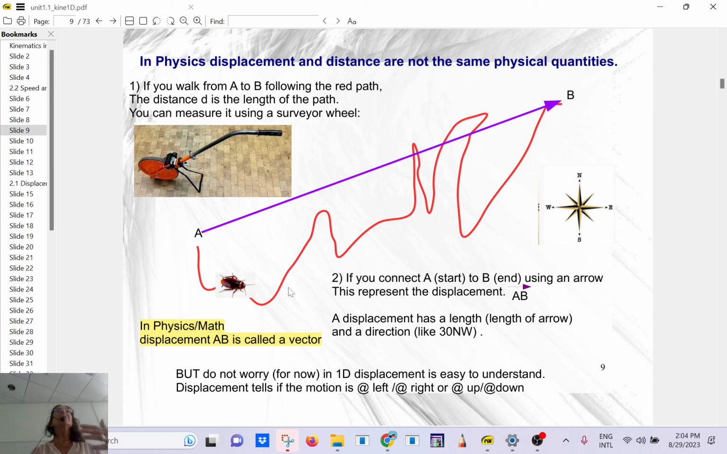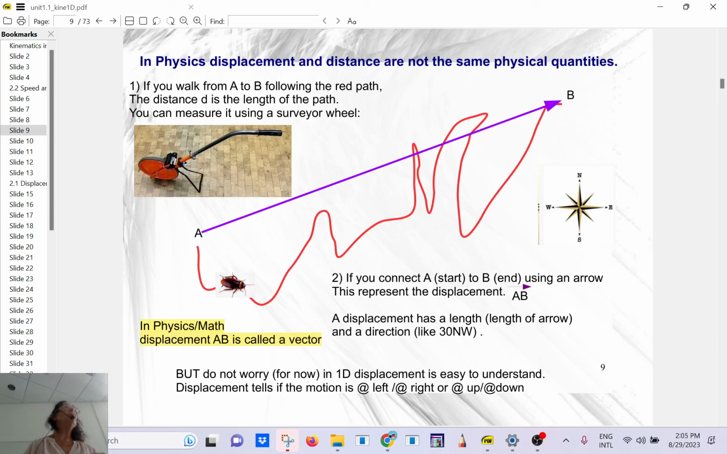Physics is like in the real world. The distance is how much distance is covered during a given time from A to B. So you can use, for example, this device, maybe a miniature of it, and you will find that distance here. It's a scalar. However, there is something called a vector. A vector in that case will be the displacement.